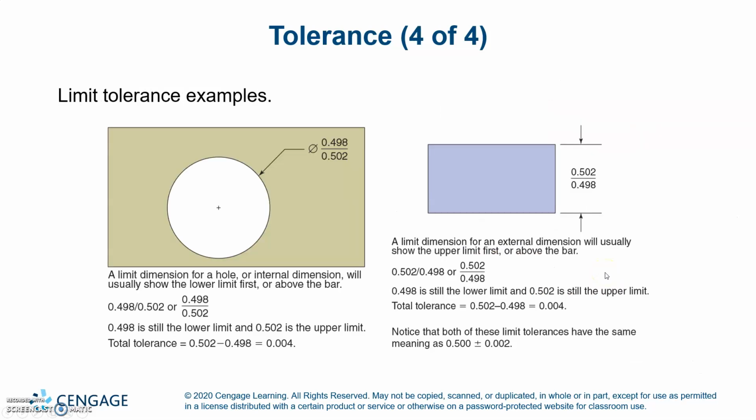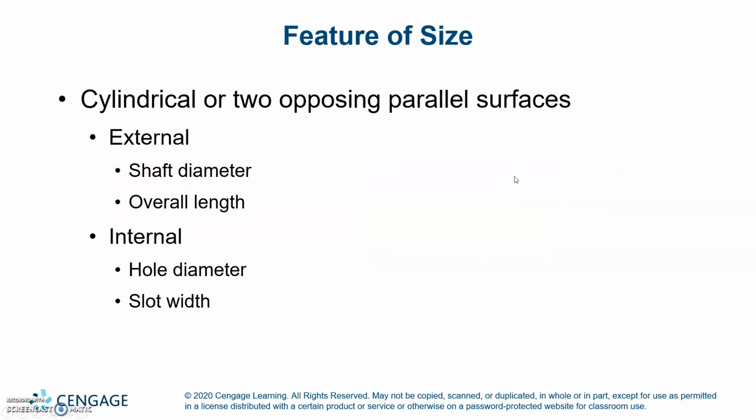Limit tolerance examples. So instead of a plus or minus or whatever, it's going to show you your lower limit and your upper limit on that, and vice versa on that. Feature of size: cylindrical or two opposing parallel surfaces. External: shaft diameter, overall length. Internal: hole diameter, slot width.